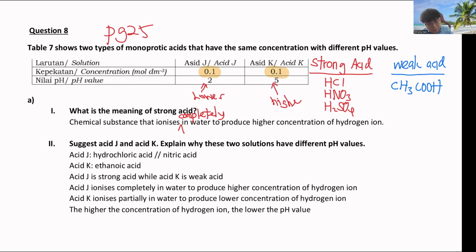So you need to mention: for strong acid, it ionizes completely and produces a high concentration of hydrogen ions. So the higher the concentration of hydrogen ions, the lower the pH. This one is pH 2.